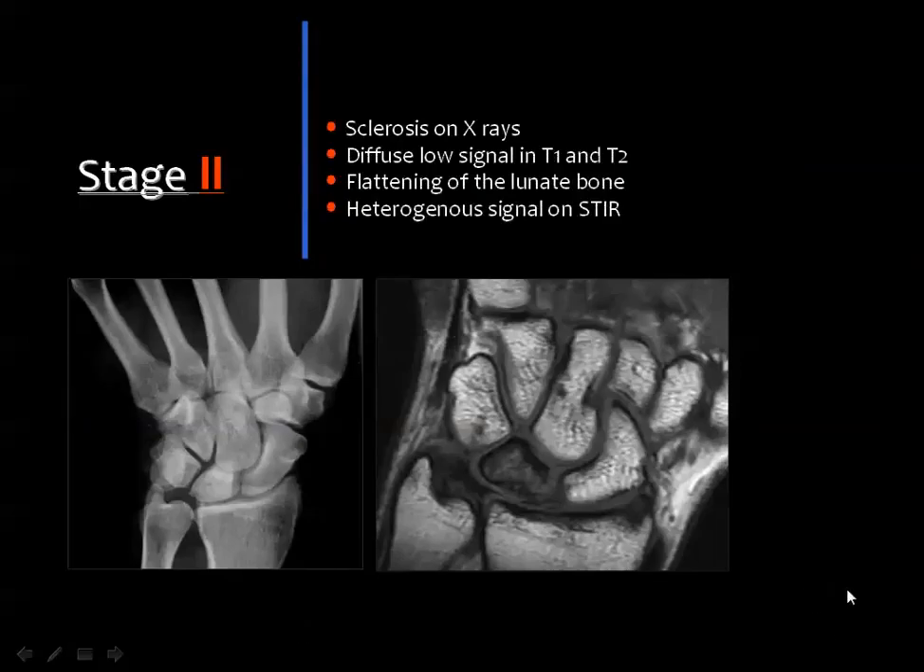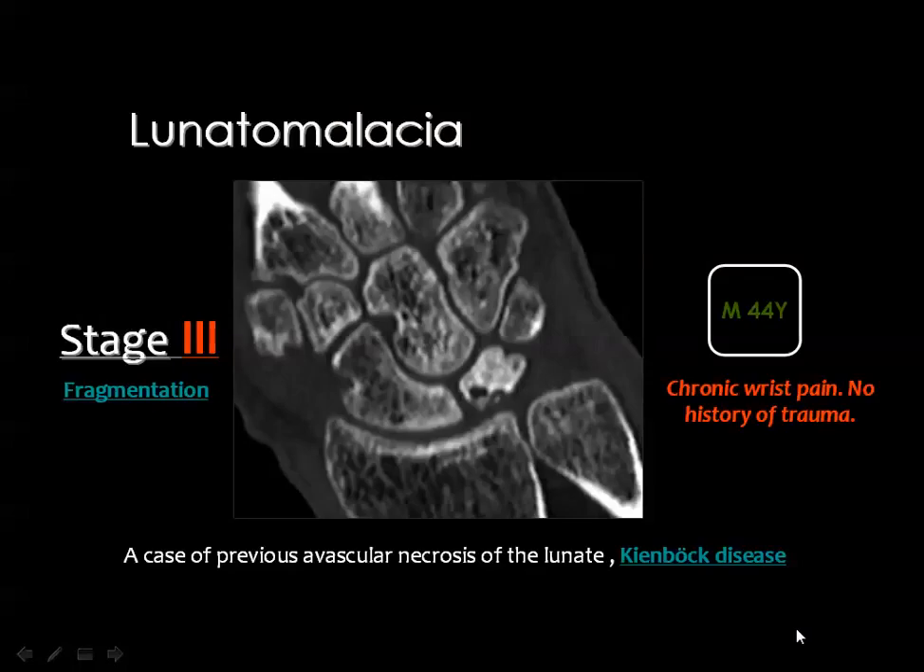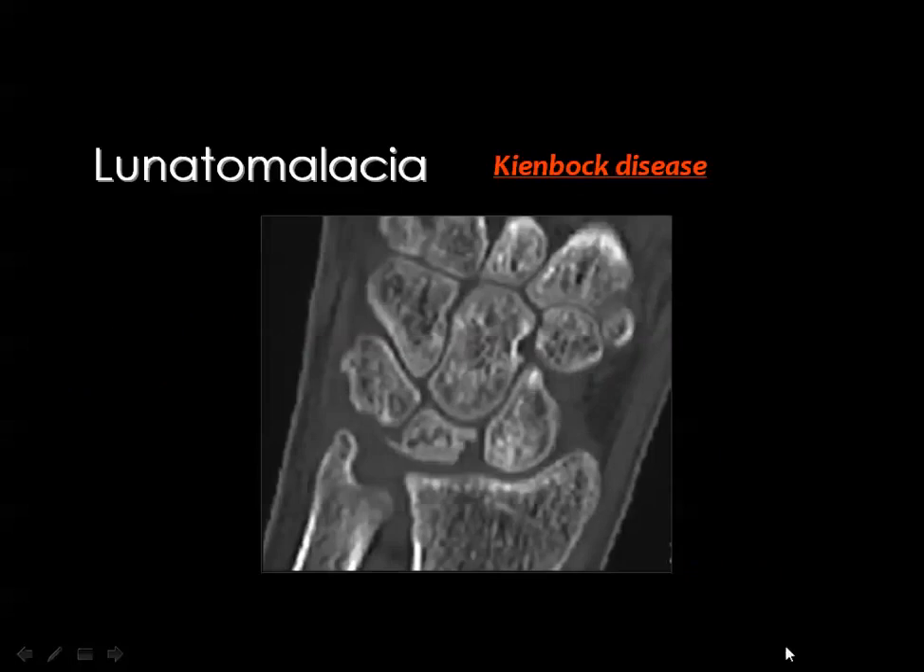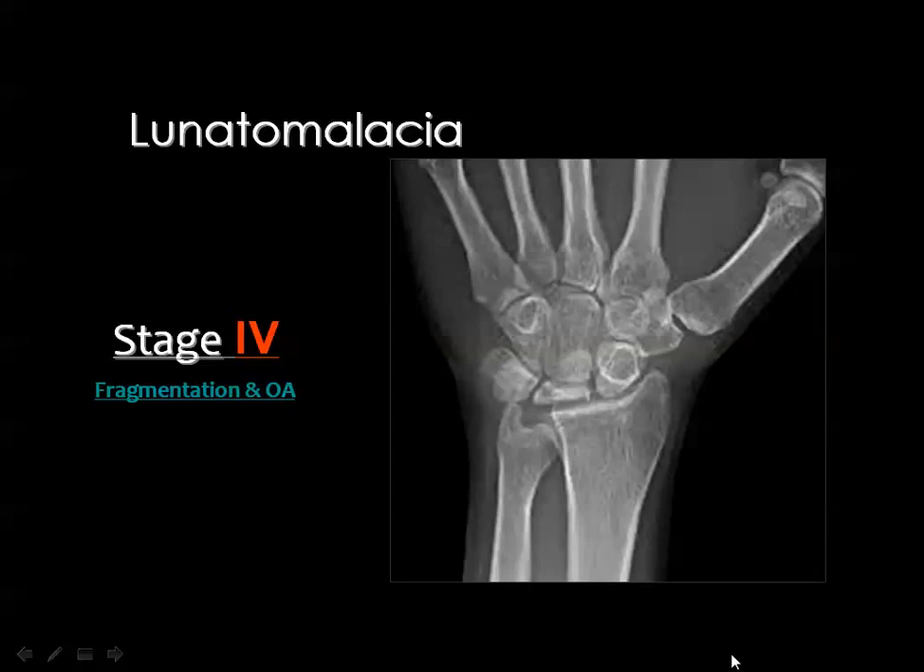Stage 2 means that there is sclerosis of the lunate bone, and the sclerosis will be seen by the plain film and also by MRI, low signal in the T1 and T2 weighted images. Stage 3 means fragmentation of the affected bone, and this can be seen in all images. And this is a Kienbock disease with some collapse and fissures and increased bone density of the lunate bone. Stage 4 means fragmentation, collapse, and the development of osteoarthritis in the radiocarpal joint.